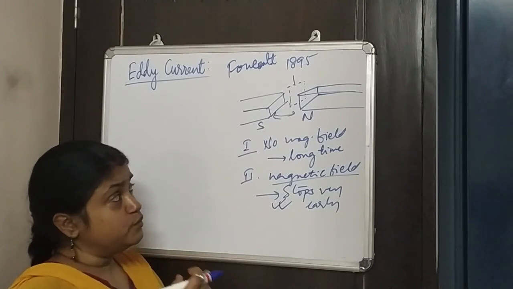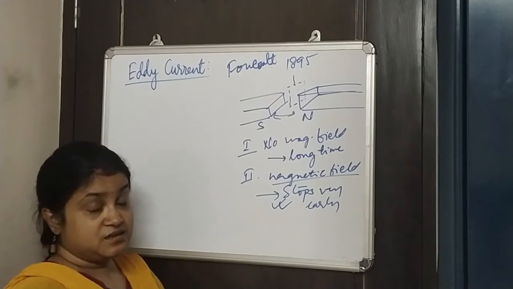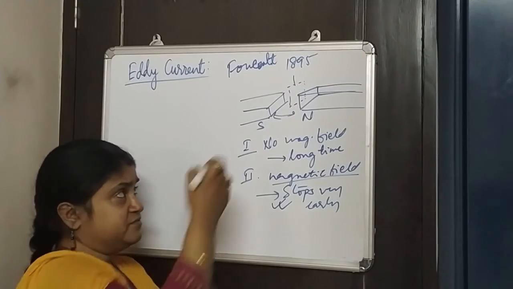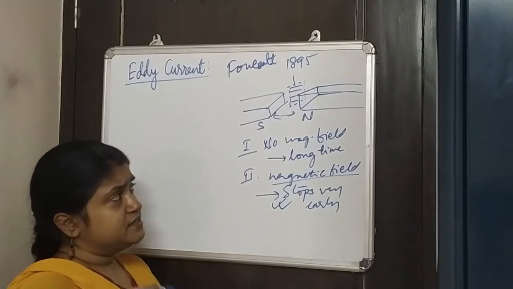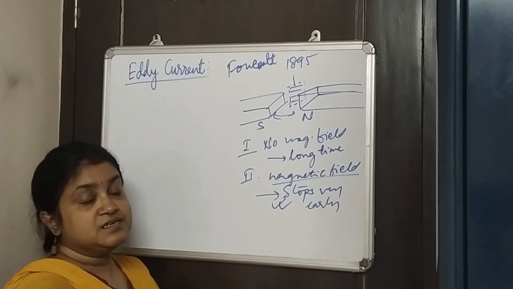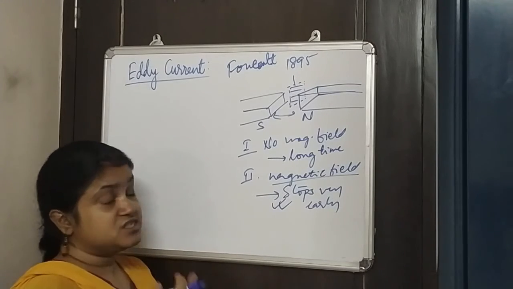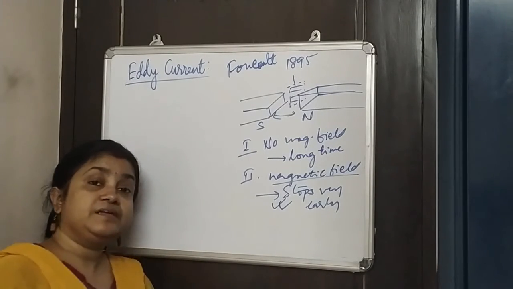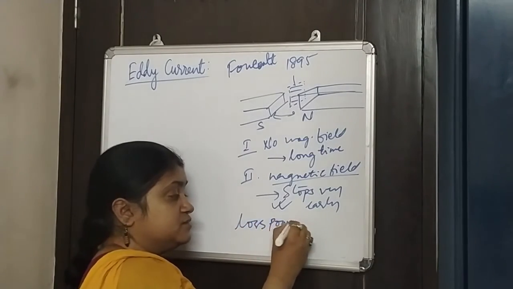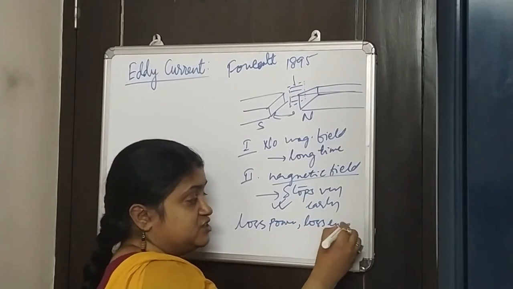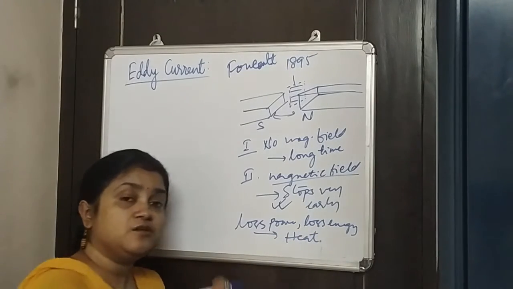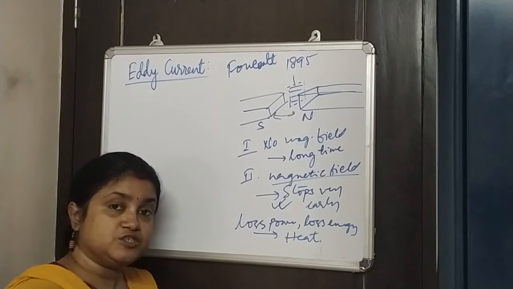And suppose this material is a very thick material, then the eddy current amount would be very huge, and in that case this current would start to dissipate, and it would dissipate a lot of power, and therefore there will be loss of power or loss of energy, and there will be some heat production or heat loss, or thermal dissipation, right?